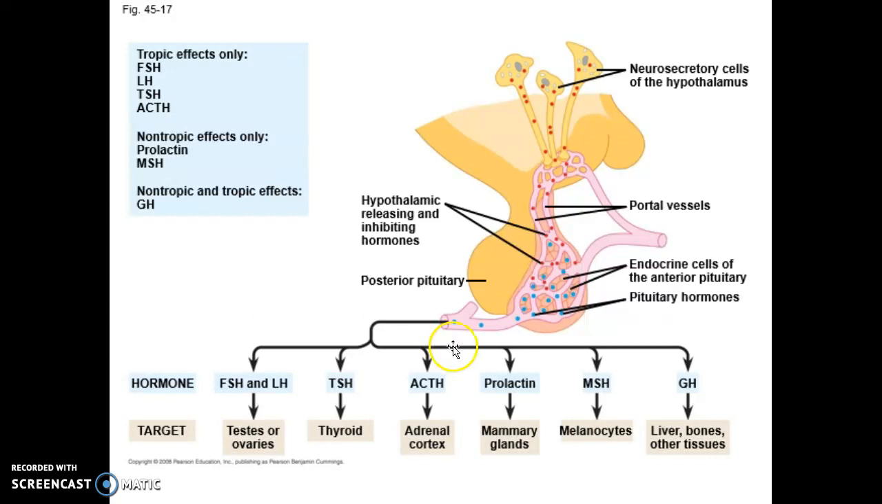Here are several of the hormones that are released from the anterior pituitary. Again, we're receiving messages from the hypothalamus. We're creating chemicals, and then we're excreting them. So, again, several of these are listed here. Prolactin is one that I mentioned earlier. I think that's the only one of these that I have mentioned.